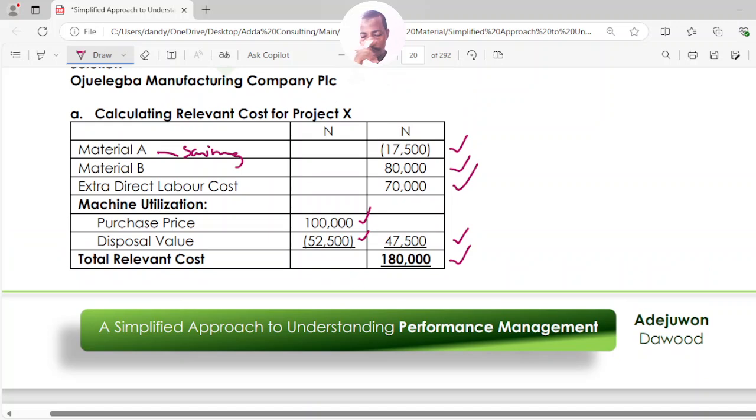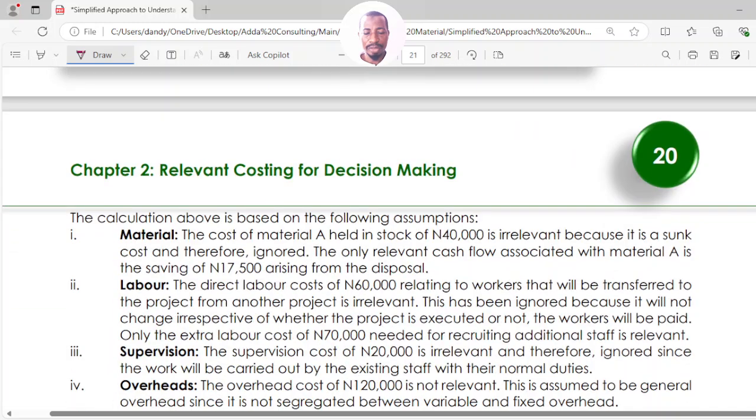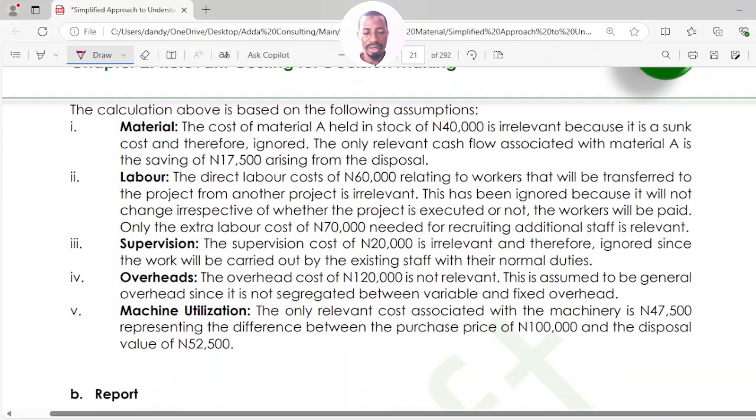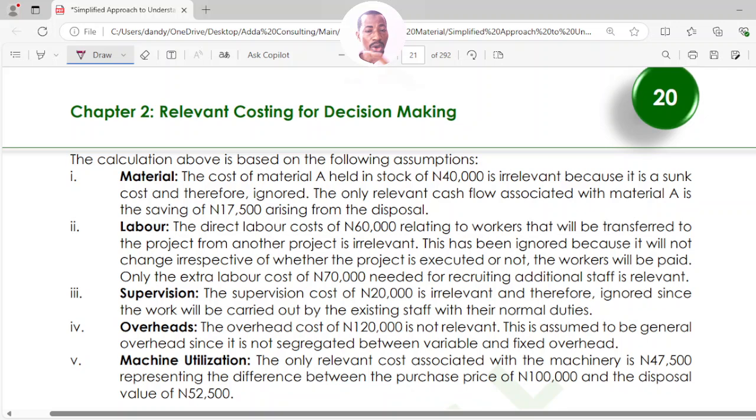So this is not the end of requirement A. You can see we have only done the calculation. You need to state your assumptions, all those things that I've been talking about. This is the way I put it here, bullet point by bullet point. All the bullet points that you have there, the additional information, you must comment on them. In the first one, which is material, the cost of material A held in store of 40,000 naira is irrelevant because it's a sunk cost and therefore non-relevant. It should be ignored. The only relevant cash flow associated with material A is the saving of 17,500 arising from the disposal value.